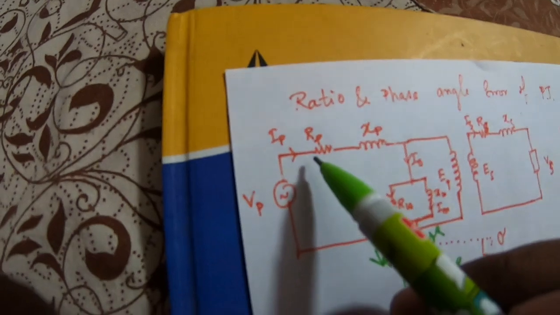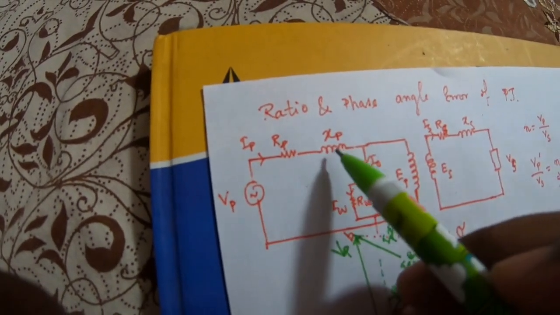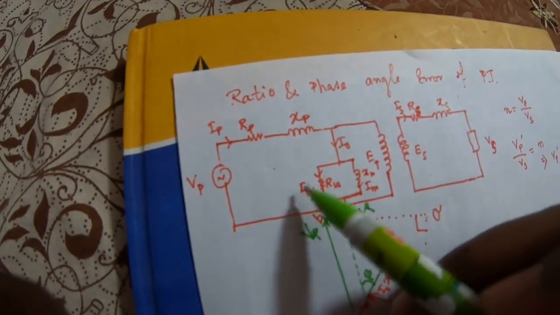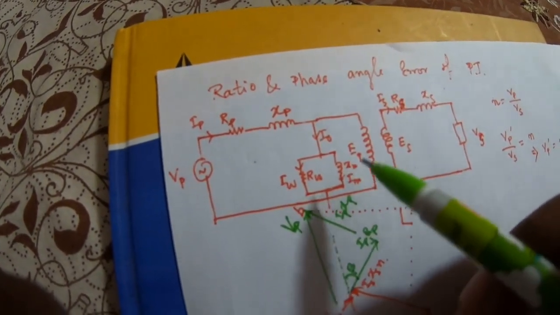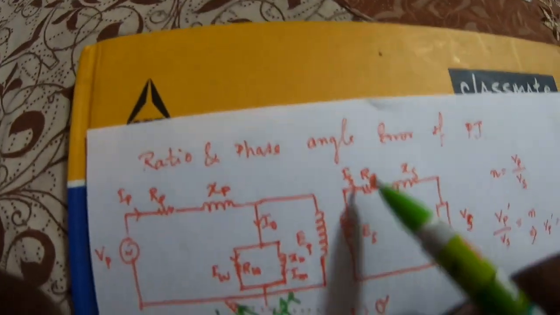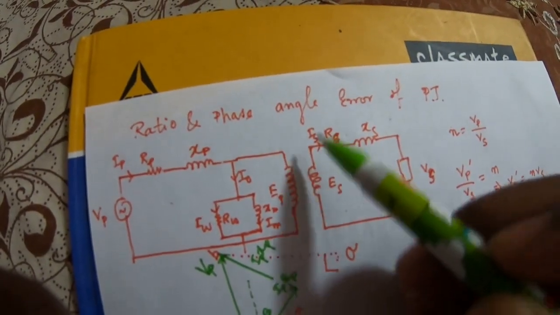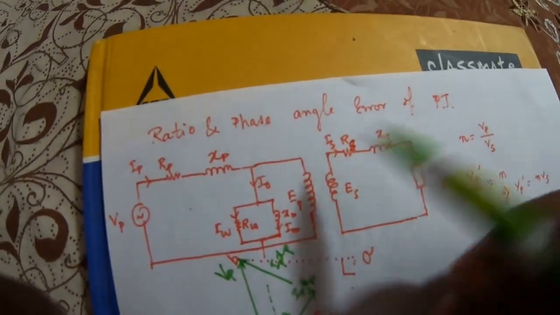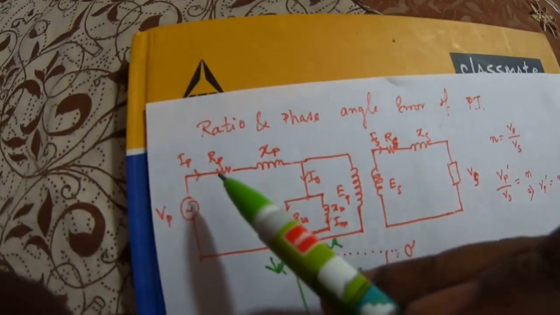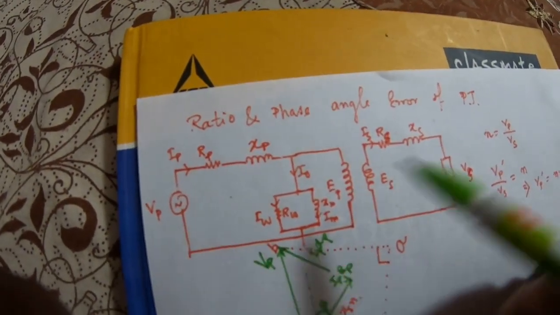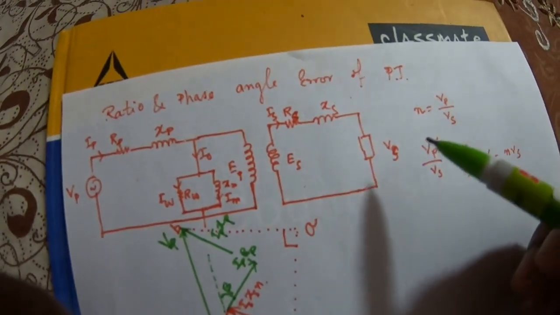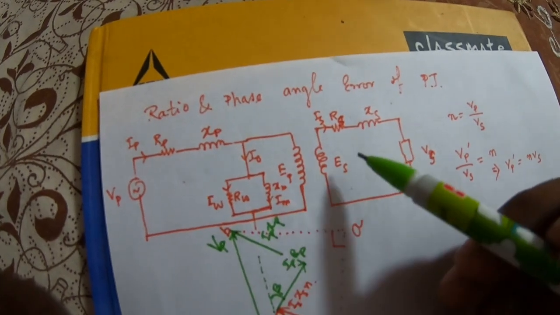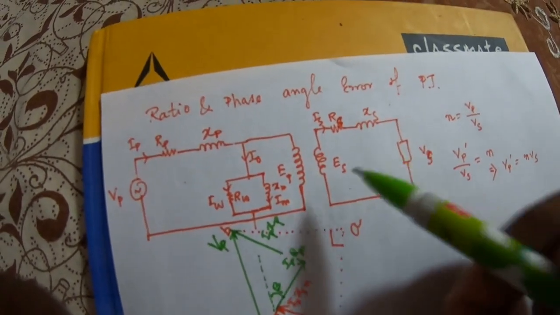In this case, Rp is the resistance on the primary side, Xp is the reactance on the primary side, this is the no load component, Iw is the working component, and Im is the magnetizing component. Similarly, on the secondary side we have Rs, the resistance of the secondary side, and Xs, the reactance of the secondary side. We have the secondary current Is and the primary current Ip. Here Vp is the primary side voltage and Vs is the secondary side voltage or the load voltage. Ep and Es are the primary side induced EMF and secondary side induced EMF respectively.